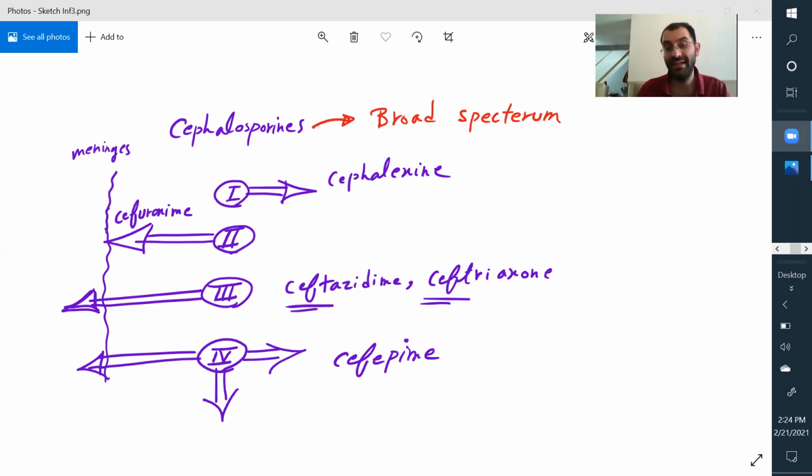Cefixime is third generation. Cefpodoxime as well. Third generation oral cephalosporins, like cefixime, for example. So: cephalexin, cefuroxime, ceftazidime, ceftriaxone.